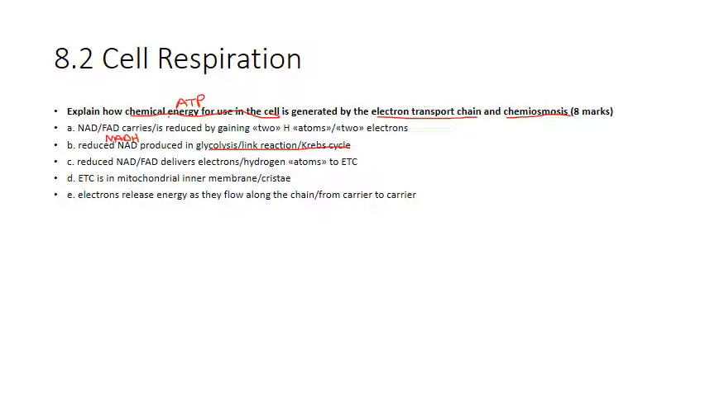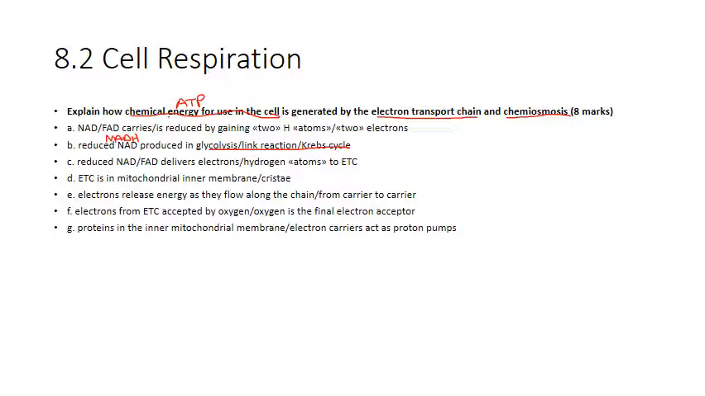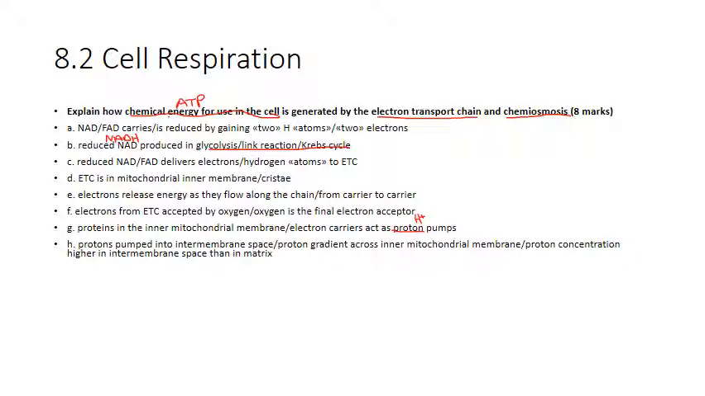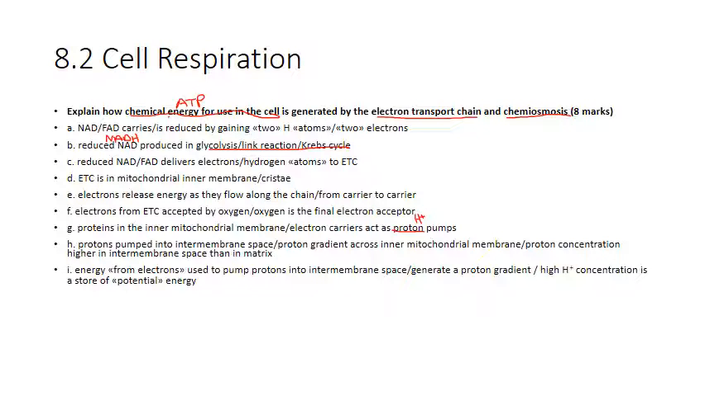As they get passed from carrier to carrier, it releases energy. And again, the electron at the end of the chain is going to get accepted by oxygen. Proteins act as proton pumps. Again, proton just means hydrogen ion. You're welcome to call it a proton or write it as a hydrogen ion. It's the same thing. They are pumped into the intermembrane space to establish a gradient. The energy from that electron is used to power those pumps.